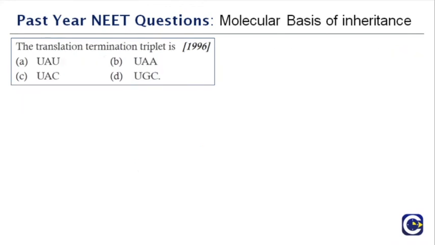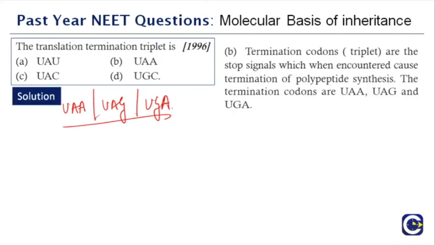The translation termination triplet is, again, what are the three codons? Stop codons UAA, UAG and UGA. So just remember that, and the right answer here is option number B. Termination codon triplets are the stop signals which, when encountered, cause termination of polypeptide synthesis. The termination codons are UAA, UAG and UGA. So the right option is B.